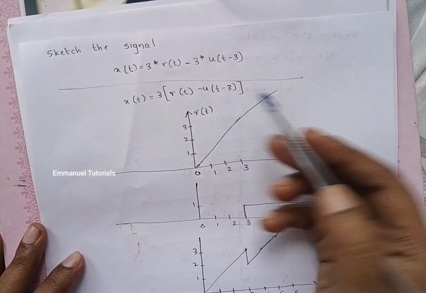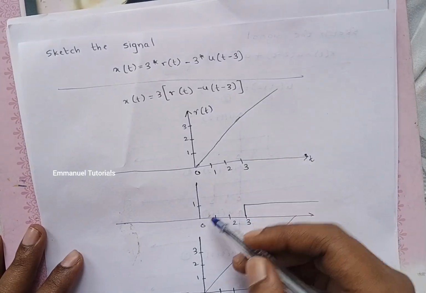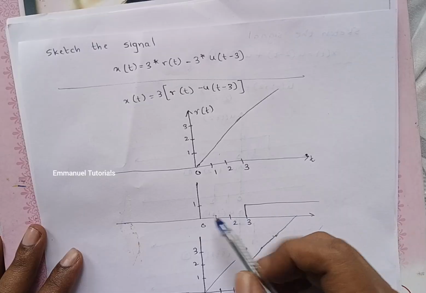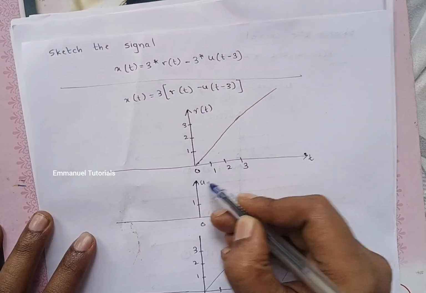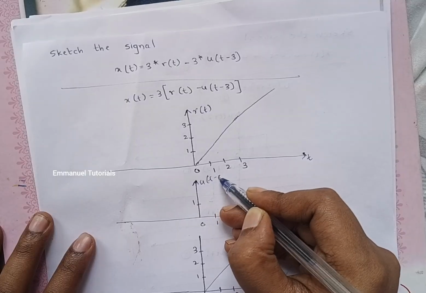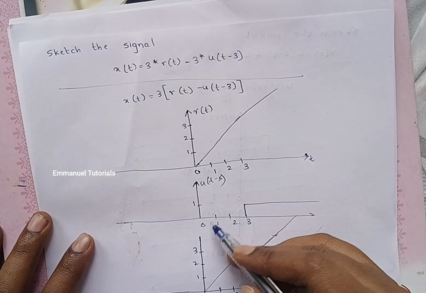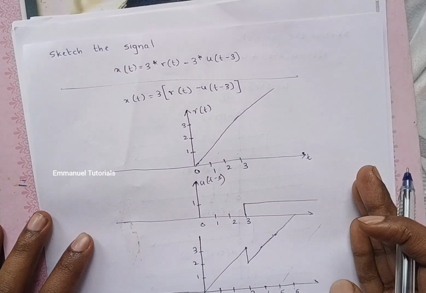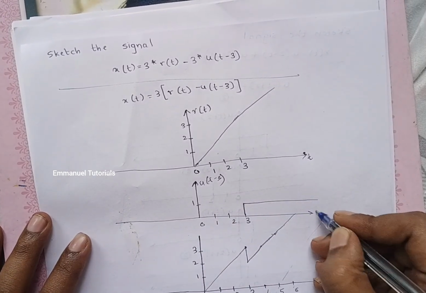And u of t is the unit step signal, which starts from 0 and goes up to infinity with amplitude 1. But this is the delayed version. So u of t minus 3 will start from 3 instead of 0 because it's shifting to the right by 3. So u of t minus 3 is the signal.